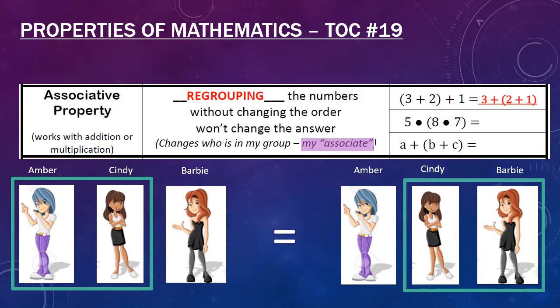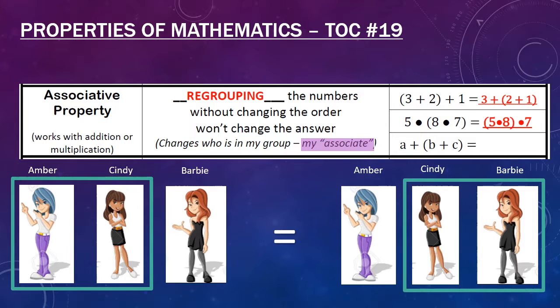Same thing with the second example, 5 times 8 times 7. Maybe I'm not good at 8 times 7 and I want to do 5 times 8. I'm going to rearrange those parentheses so it's 5 times 8 first because that's 40, and then I can multiply 40 times 7 because I know that 4 times 7 is 28, and all I got to do is add a 0, and it's 280.